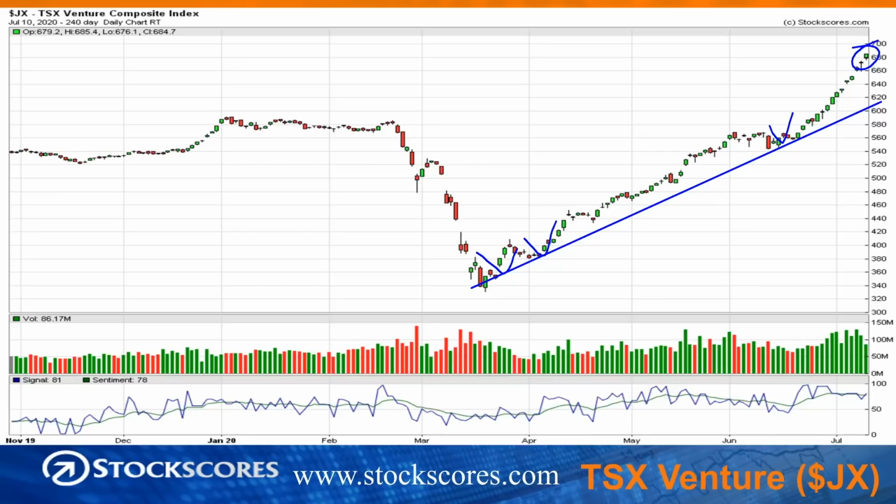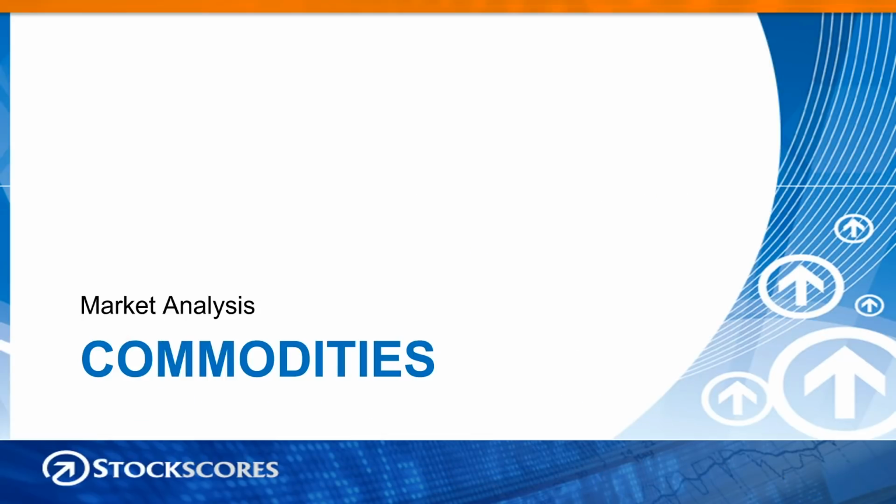A lot of gold mining stocks, precious metals stocks, are doing well as gold and the precious metals have moved higher. And that's really what's driving this market. No reason to be a seller, but certainly a reason to be cautious because it's getting a little emotional to the upside. On to commodities.